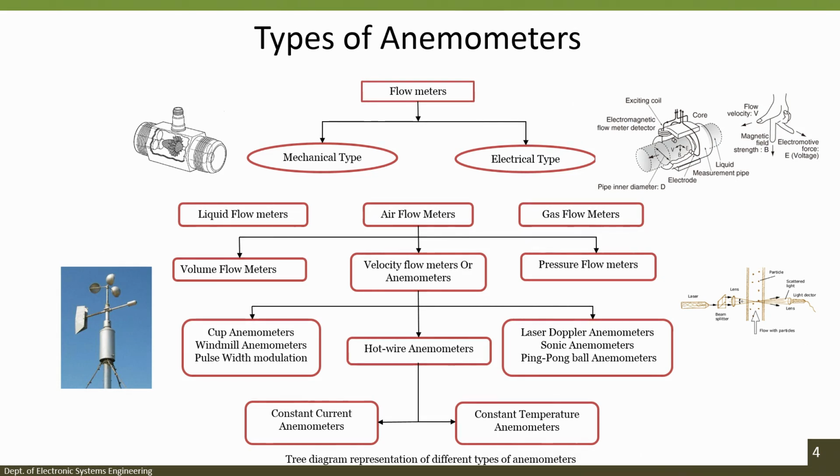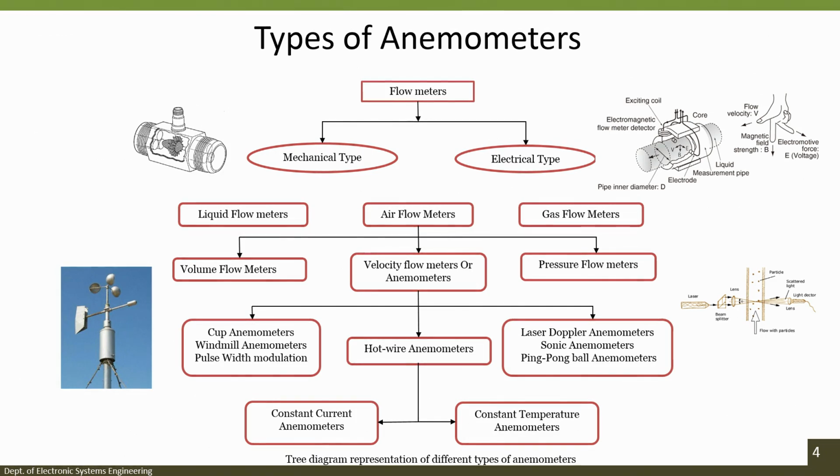So, in the last slide what I have shown you is the principle behind the anemometer, but if I want to measure the flow of liquid, then I can also use flow meters, but we are focusing on understanding hot wire anemometers in particular, and that is why we are talking about air flow meters. So, like I said, flow meters can be divided into two types, mechanical and electrical, and then further we have liquid flow meters, air flow meters, and gas flow meters, and in air flow meters we have pressure flow meters, volume flow meters, and velocity flow meters, also called anemometers.